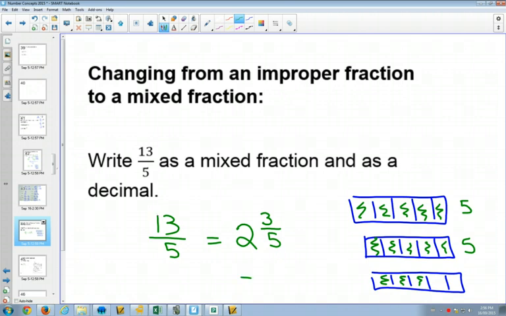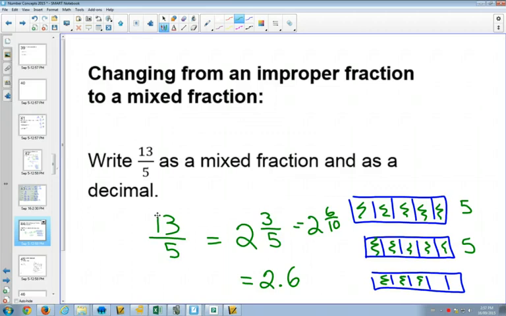Does anyone know what 2 3/5 is as a decimal? 2 point something. No, it's not 2.3. If it was 3 out of 10, it would be 2.3. In order to do tenths, this would have to be over 10. We could change this: 2 3/5 is the same as 6 tenths. And then I could write 0.6.